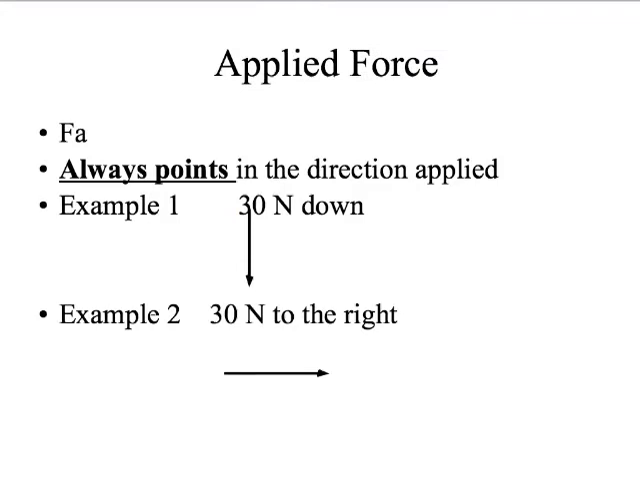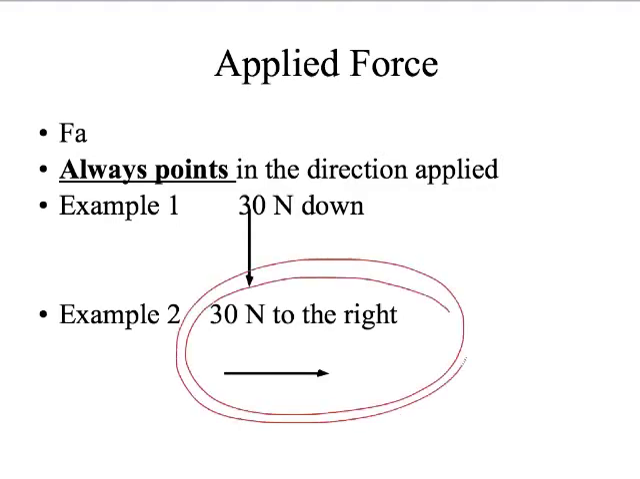So, applied force. F sub A always points in the direction of the push or pull that you apply to an object. All right, you could be pushing something down. Most commonly, though, the applied force is going to point to the right. All right, we're just going to keep it positive always. So applied forces, draw them to the right, unless, of course, it says it points down or points in a different direction. But most of the time we work with horizontal movement, so the applied force will go to the right.